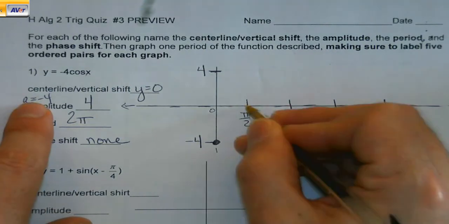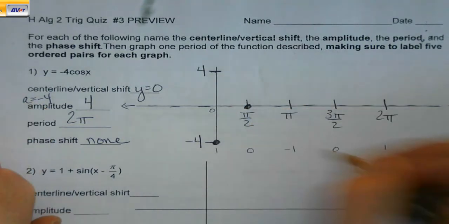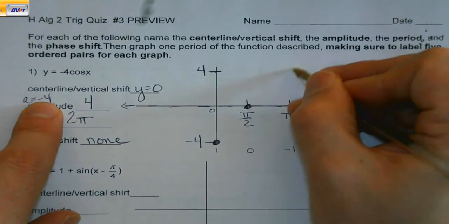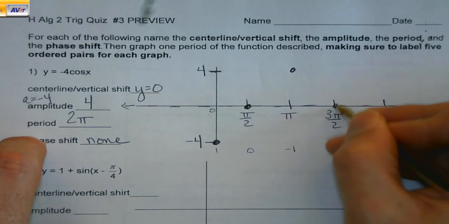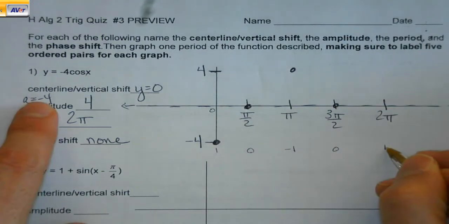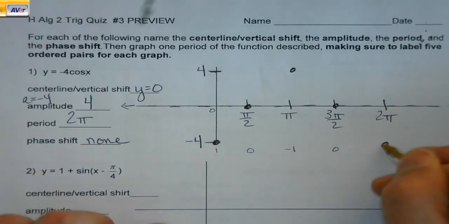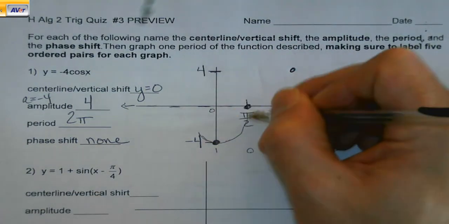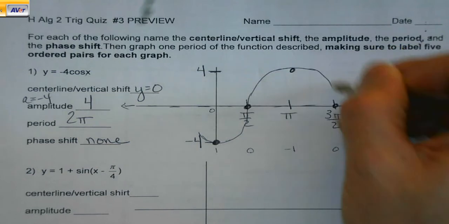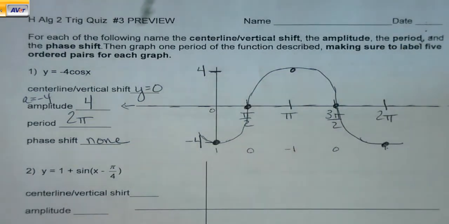0 times -4 is 0. -1 times -4 is +4. 0 times -4 is 0. And 1 times -4 is -4. So basically, we get an upside down cosine graph. When it says make sure to label 5 ordered pairs, to me, the 5 ordered pairs are labeled.